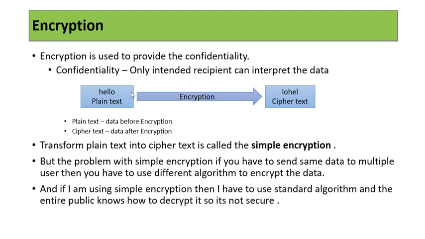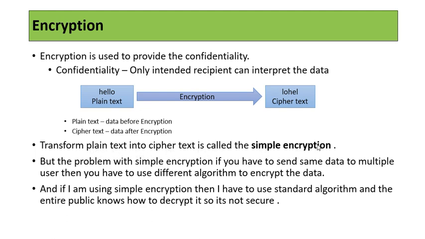So if you see here, hello is plain text, and we have specified encryption, so basically the input variable, the data before encryption, is called plain text format. After encryption, it's called ciphertext format. You can see here the word hello after encryption becomes LOHEL. So transforming plain text into ciphertext is called simple encryption.